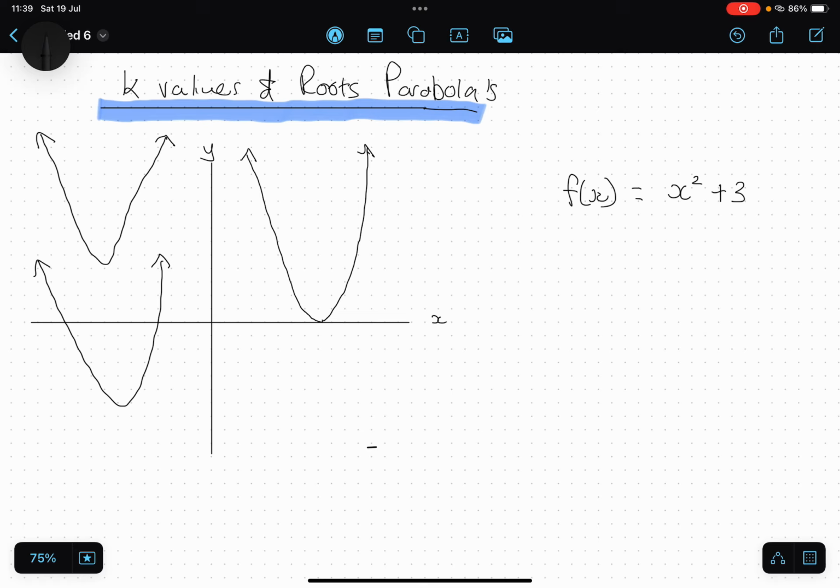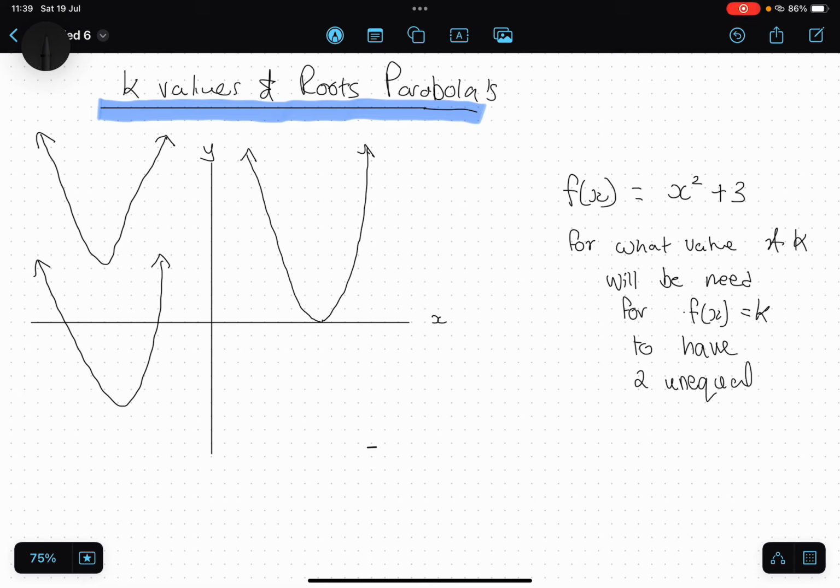They could say to you, for what value of k will be needed for f of x equals k to have maybe two unequal roots, unequal distinct roots.